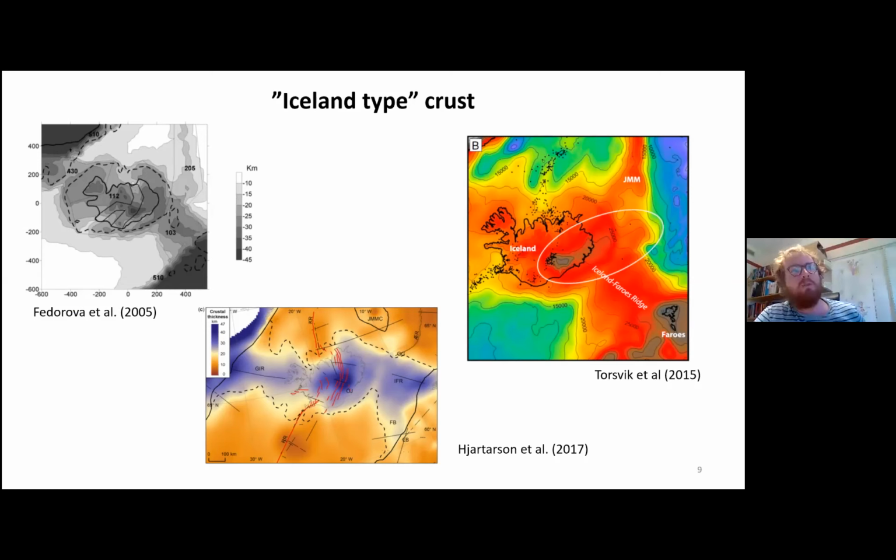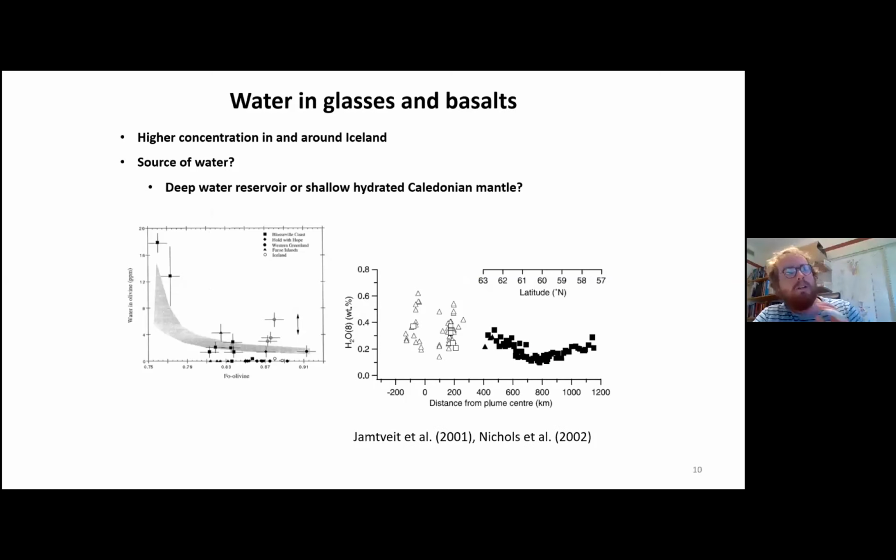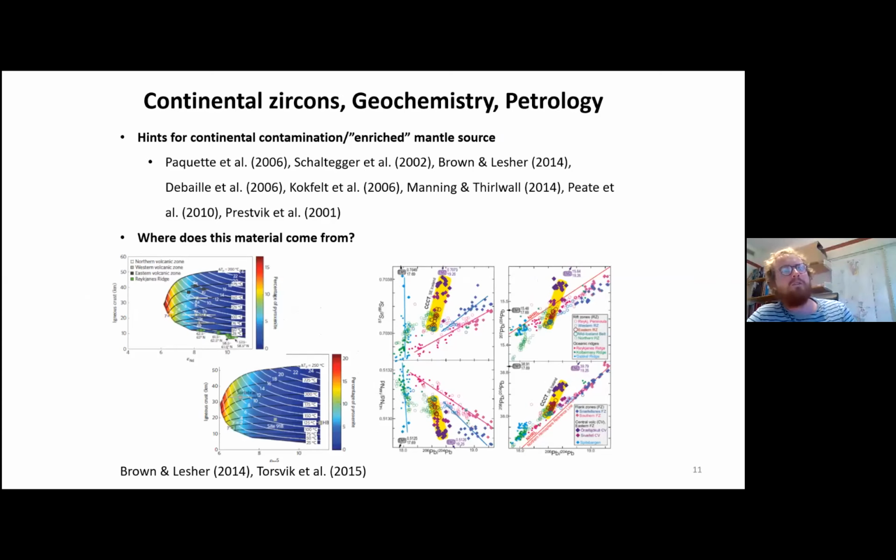So there is this ridge with enormously thick crust, possibly up to 45 kilometers, which is very, very unusual. And this, I'm not going to talk very much about, is accompanied by quite anomalous geochemistry. So there's water in the basalts and glasses on Iceland, and the concentration of water is actually increasing towards Iceland. And there are also hints for continental contamination. I will leave it at that because I'm not really a geochemist.